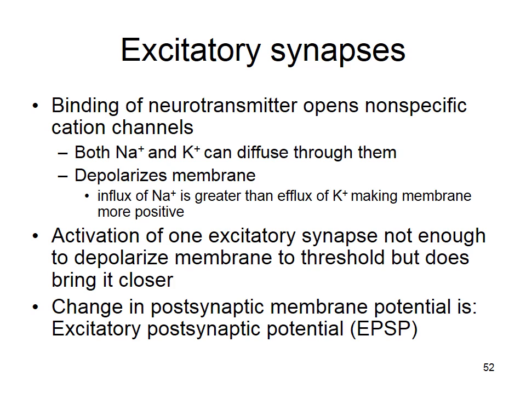Right, so excitatory synapses are the ones that bring the postsynaptic cell closer to threshold. And so at an excitatory synapse, the neurotransmitter is going to cause the opening of what are called non-specific cation channels. And a non-specific cation channel lets both sodium and potassium through.